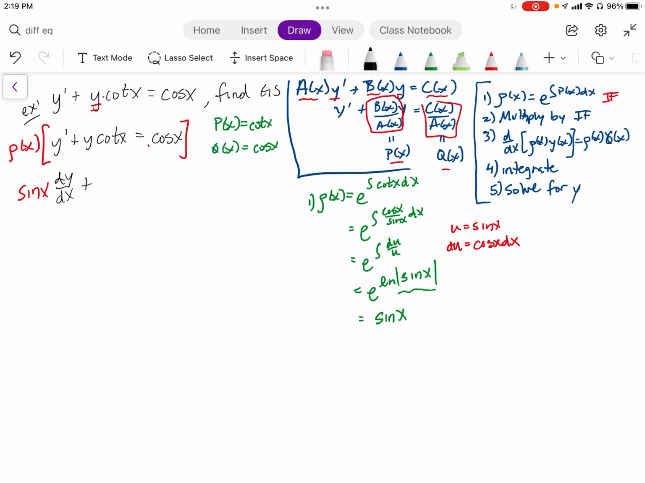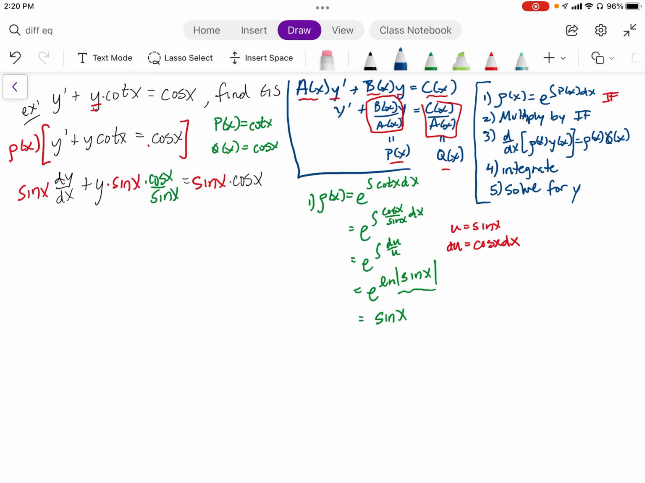Plus, so we have that y again. I'm going to write it here. So we're multiplying by sine x, and then cotangent, right, that's cosine over sine. And then on the right-hand side, we have our cosine times sine x as well. All right, so in red, I put the integrating factor. We in fact distributed everything and multiplied. Anything in color were changes.